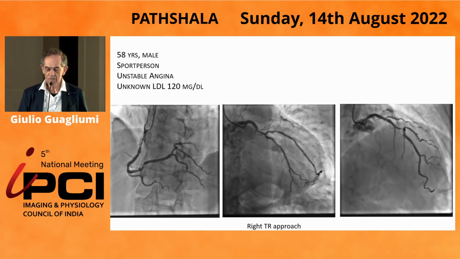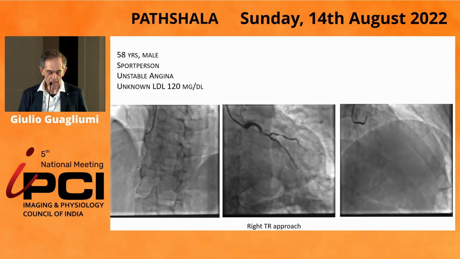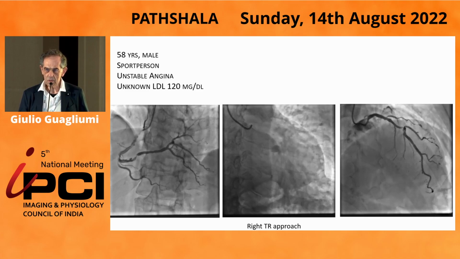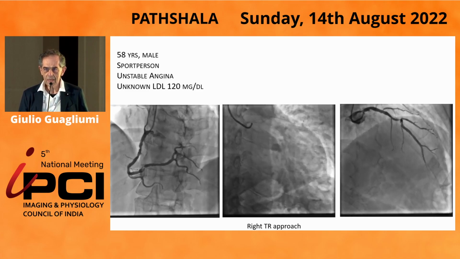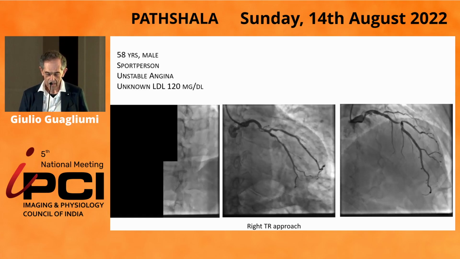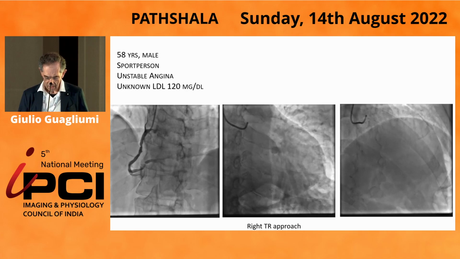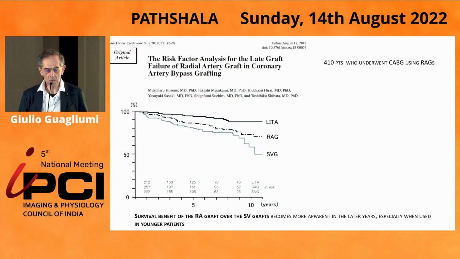Here is the man, 58 years old, sport person, no history of CAD. We discovered during his hospitalization an unknown high level of LDL. He went to the hospital with unstable angina, and you may see the three vessels. Good distal possibility, younger person. Let's discuss with the surgeons, and let's try to get a full arterial revascularization. The heart team said, okay, LIMA on the LAD, RIMA on the marginal branch, and radial artery on RCA.